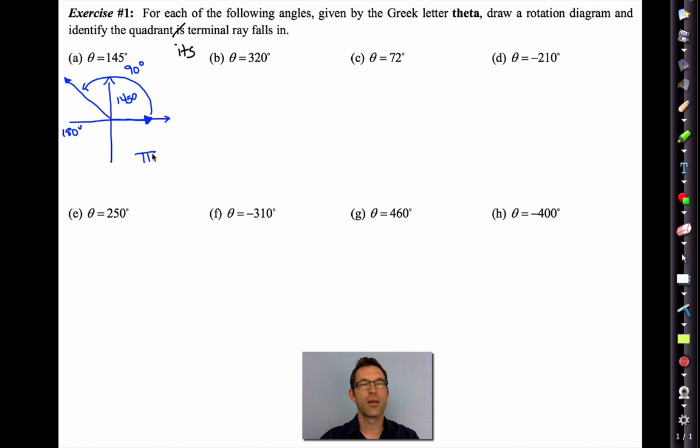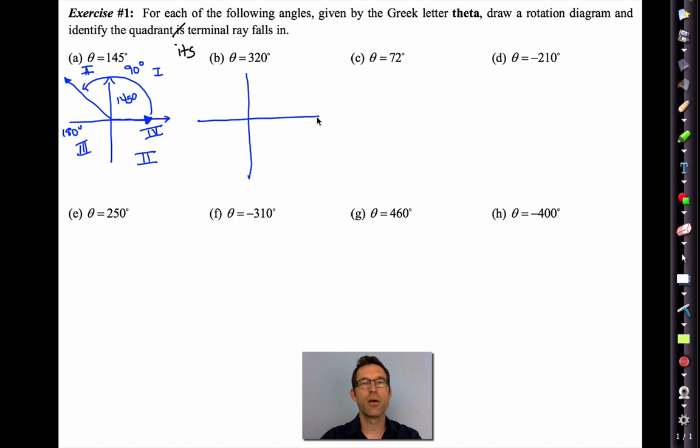And that is quadrant 2, right? 1, 2, 3, 4. So it lands in quadrant 2. All right, let's do 320 together.